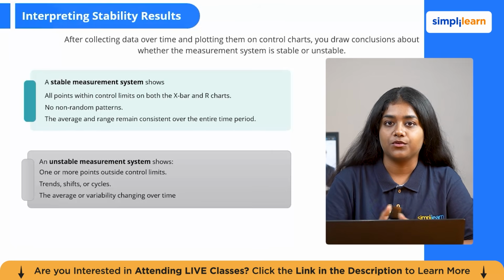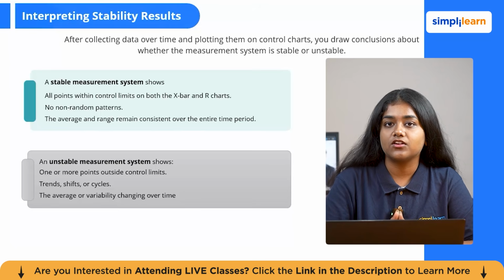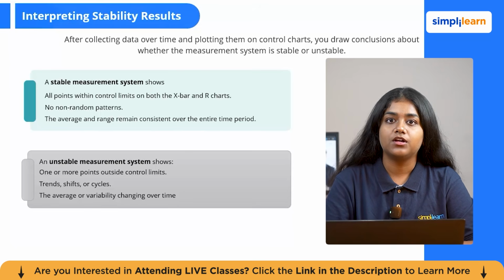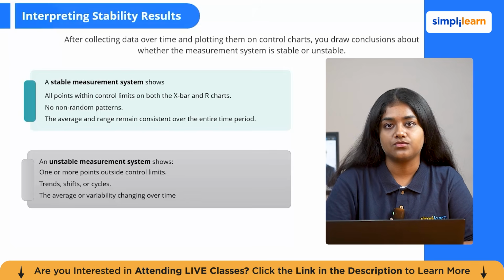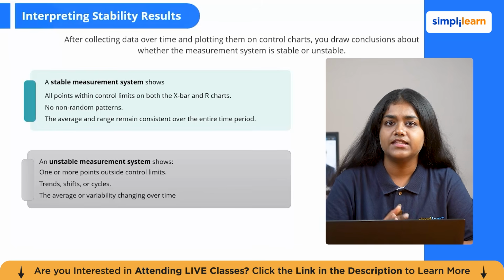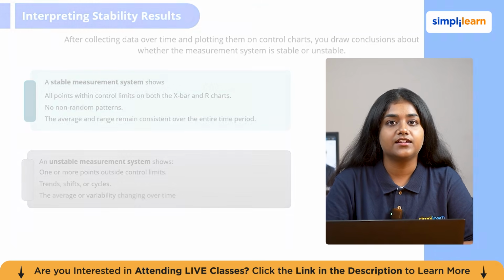Use these results for improvement. Stability analysis doesn't just tell you pass or fail, it gives you diagnostic information. Drift in the average points to bias developing over time, possibly wear or calibration drift. An increasing range suggests worsening precision, possibly from wear or environmental issues. This information guides targeted corrective action.